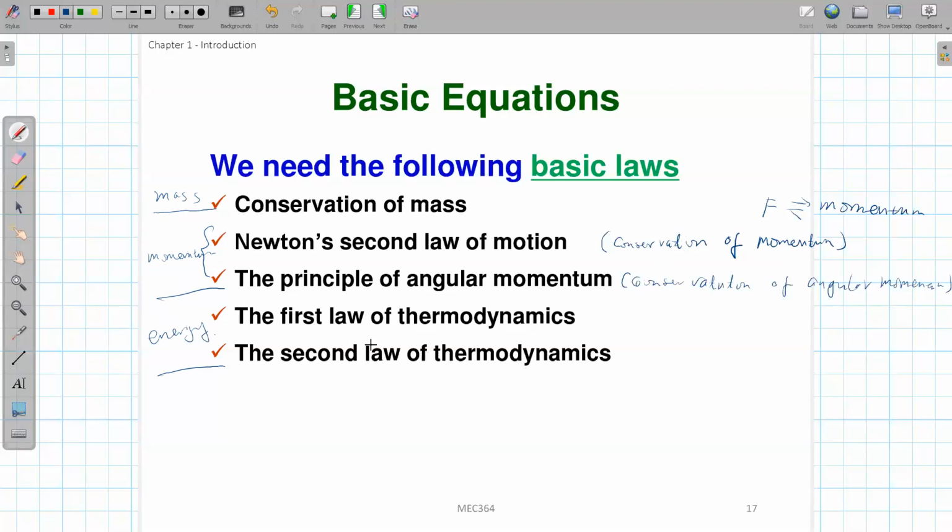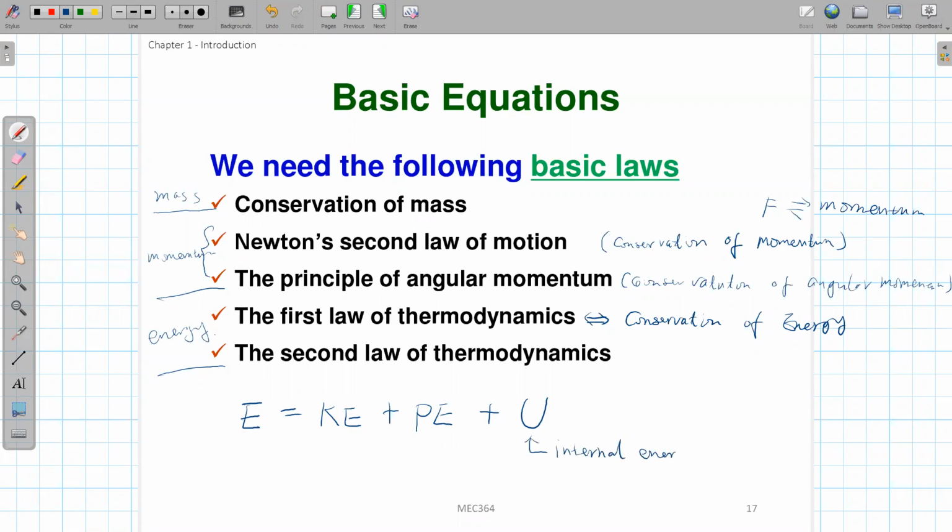What is the first law of thermodynamics? Basically, the first law of thermodynamics just means the conservation of energy. So this is identical to the conservation of energy. And the energy E here is defined by three parts. It's defined by the kinetic energy, the potential energy, your energy due to gravitation, and also the thermal energy. This is called the internal energy. If you take thermodynamics, you will know this. The internal energy can also be called the thermal energy.